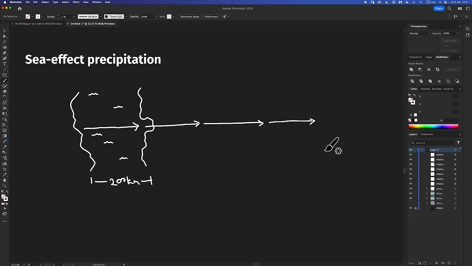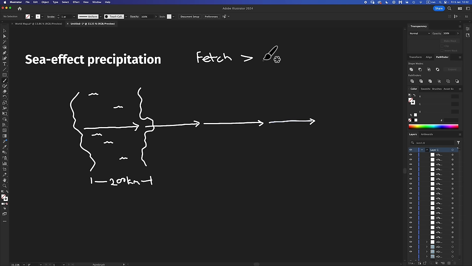Now that's totally cool for when you have a large open ocean, but if you had a smaller inland sea or lake, for example, that doesn't really work. Like for example, here we have two coastlines, a body of water in between, and this body of water is about 200 kilometers wide. It'd be a bit weird for this wind here to dump precipitation 2,000 kilometers inland. And this is where sea effect precipitation comes in. Essentially, as a general rule of thumb, if you have a fetch that is greater than 100 kilometers, then the distance precipitation proceeds inland is equal to the fetch.